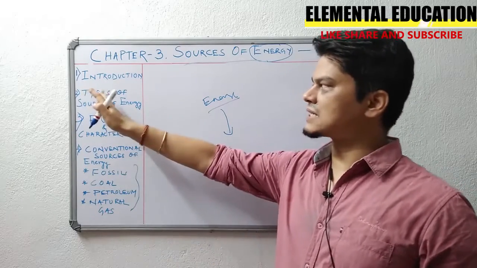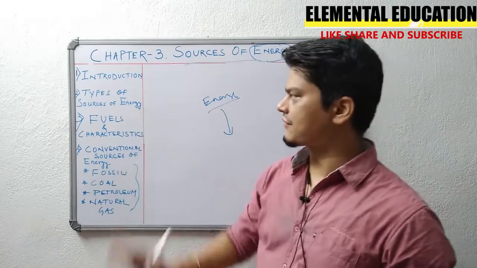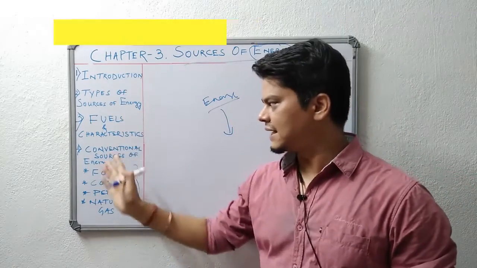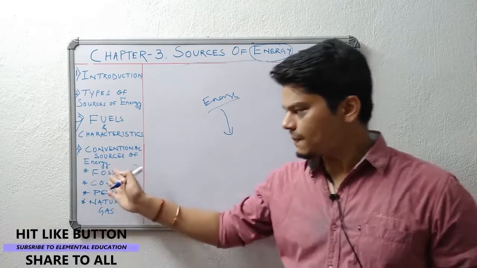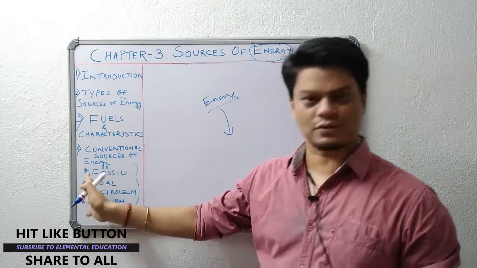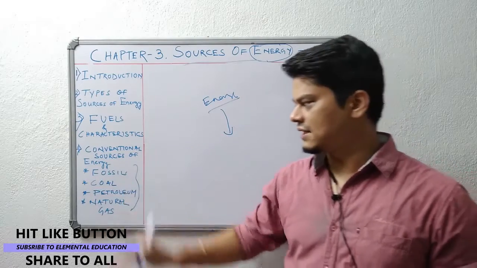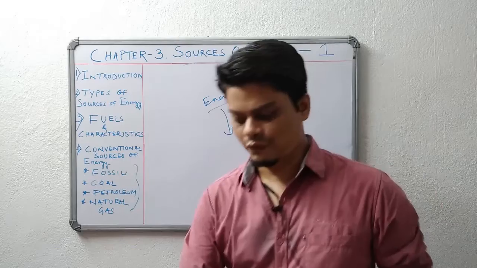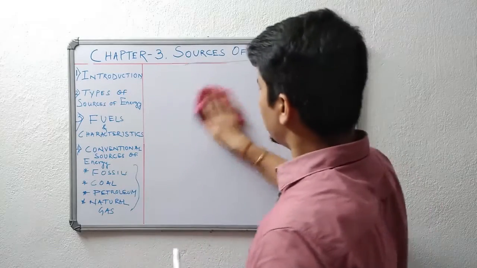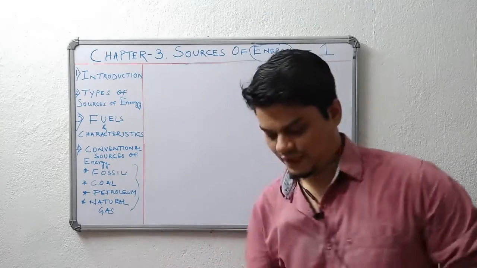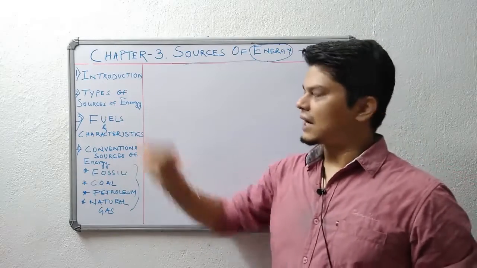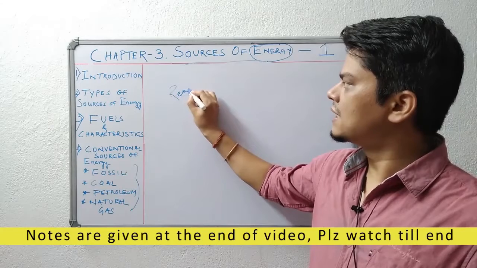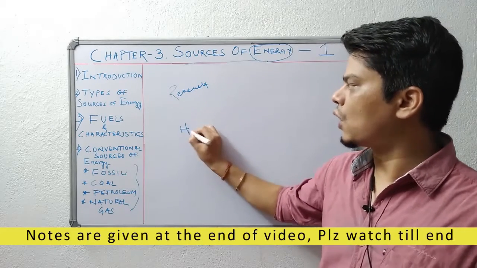So we will be studying what is a source of energy, types of sources of energy, what is a fuel and what are the characteristics of a fuel, then conventional sources of energy. These are the four types of conventional sources of energy we will be studying: fossils, coal, petroleum and natural gas. Before we move, we know what is energy. So then what are the two types of energy? One is renewable and the other is non-renewable.